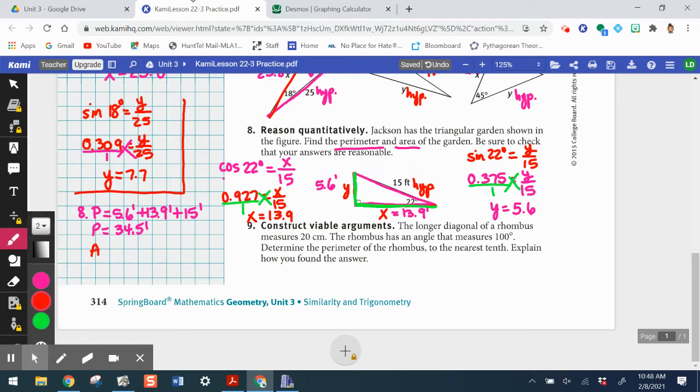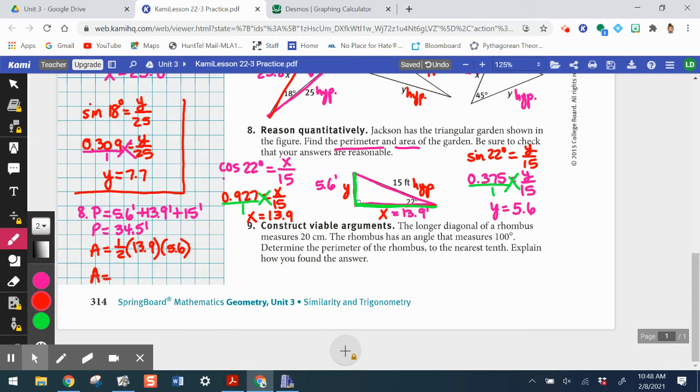So area here will be 1/2. We could call this leg the base, 13.9. Oh, let's add the 1/2 first. So 1/2 times 13.9 times the height, which is 5.6. Again, the base and height for area of a triangle are the two legs, the two sides that make the right angle.